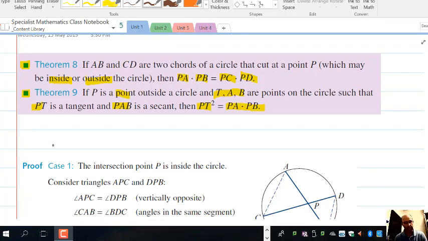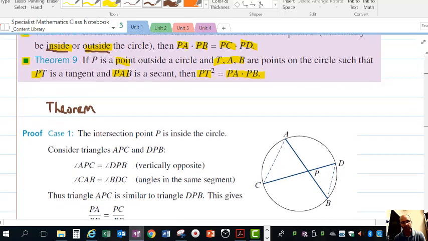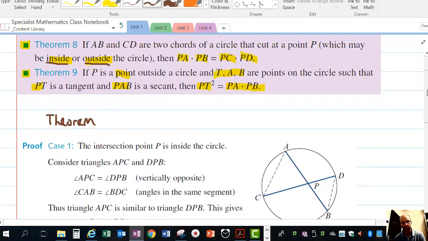So to prove Theorem 8, we'll have a look at the following. Remember, case 1 is inside the circle and there's a second case outside the circle for point P. So we have two chords according to the theorem, AB and CD, and they intersect at P, which happens to be inside the circle. So we're looking at triangles.